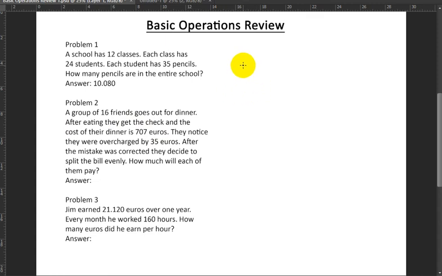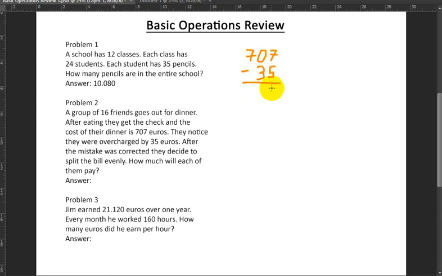Okay, so at the beginning, the bill is 707 euros. It says they were overcharged by 35 euros. What that means is that the check that was brought, there was a mistake, and they were charged 35 more euros than they should have been. So those 35 euros need to be subtracted from the check in order to find what it should have been.